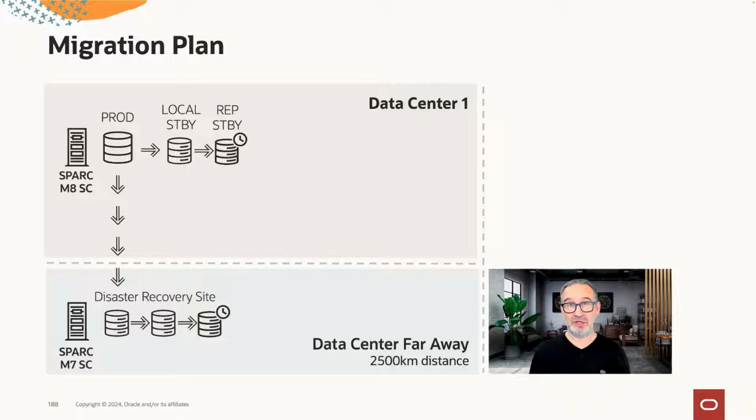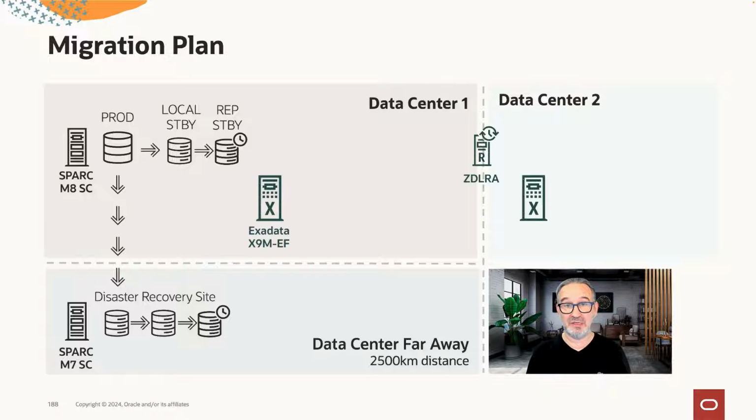This is how it looks like. We have data center 1, and we get a new data center 2, not that far away from data center 1. The remote data center, the old one, I called it data center far away here, is approximately 2,500 kilometers away. And in the production data center, we are on an M8 SuperCluster. And in the standby data center, an M7 SuperCluster. You see production on the M8 in data center 1 with 2 local standbys, and we have 3 remote standbys.